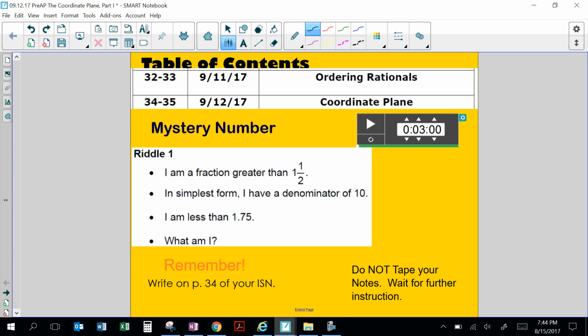Hello, this lesson is over the coordinate plane. So this is how to graph a point on the coordinate plane, or, when you're given an ordered pair, how to read the coordinates, the x and y coordinates, from it. So let's look at our number routine.